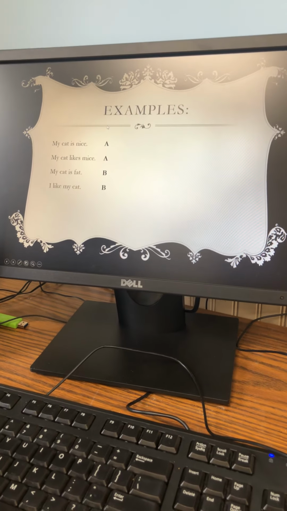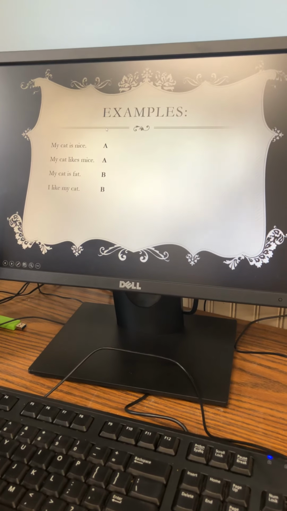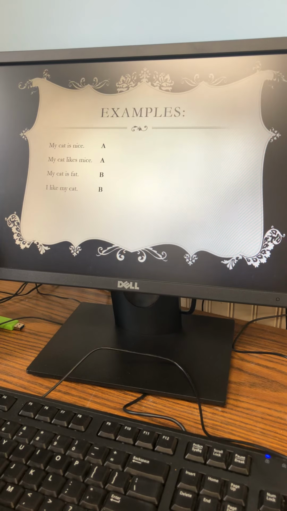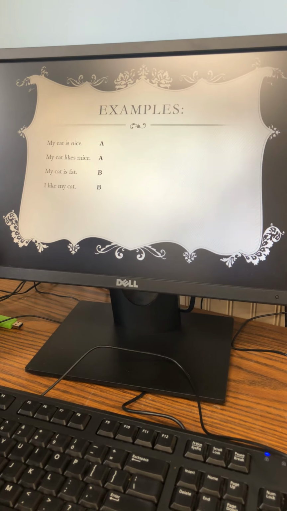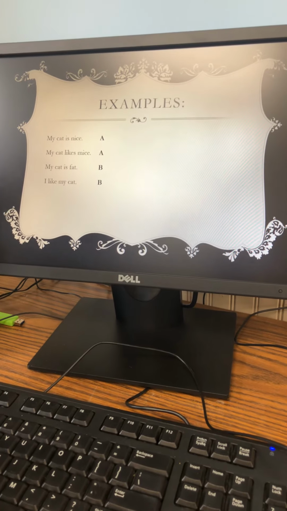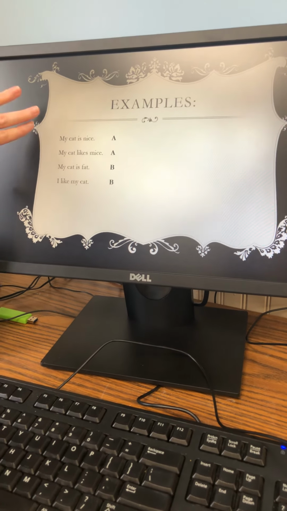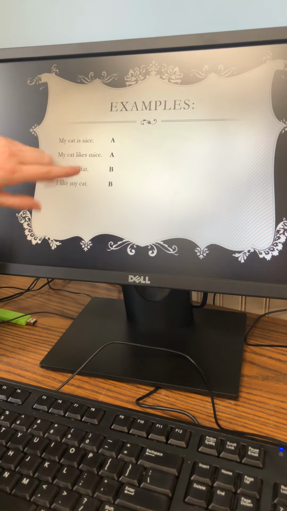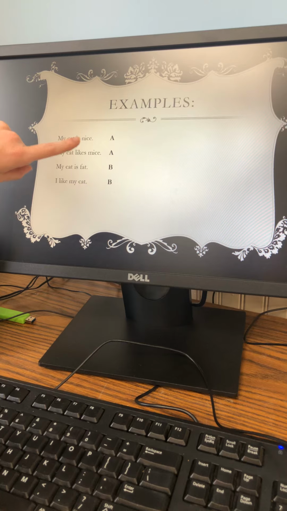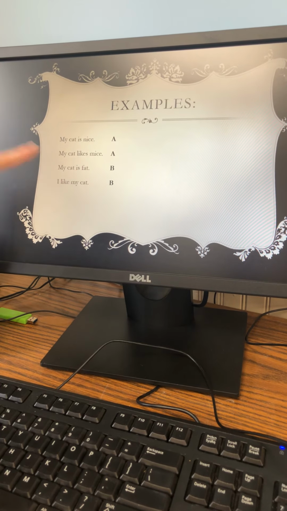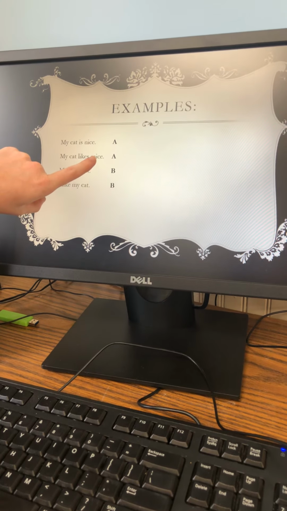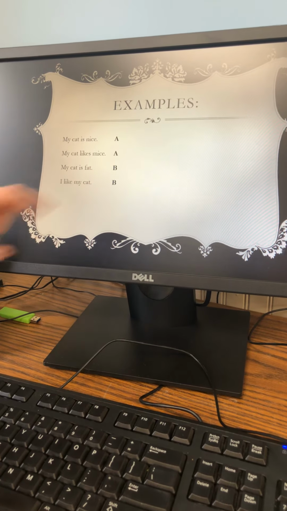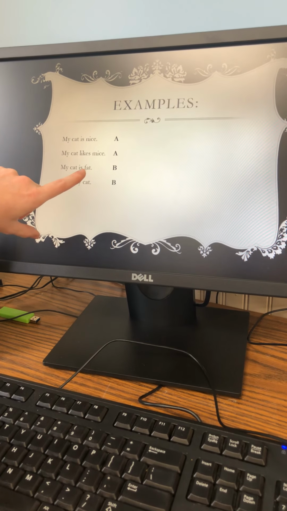Okay, so this is not like a real legit poem. This is just an easy thing to show you. My cat is nice. My cat likes mice. My cat is fat. I like my cat. This would be just a 1-stanza poem because your first line is always designated as an A. So every time, every first line ever gets an A. The last word of your first line is nice. You don't even have to read the poem to tell you the truth. The last word of the second line is mice, which obviously rhymes with nice, so it also gets the letter A. The next line ends with the word fat.